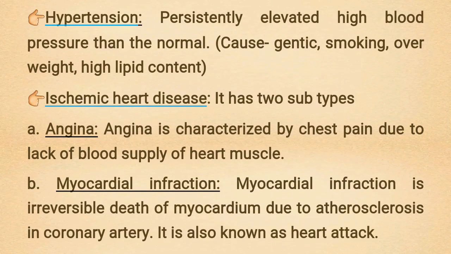Hypertension. Persistently elevated blood pressure higher than the normal is called hypertension. Its causes are genetic, smoking, overweight, high lipid content.